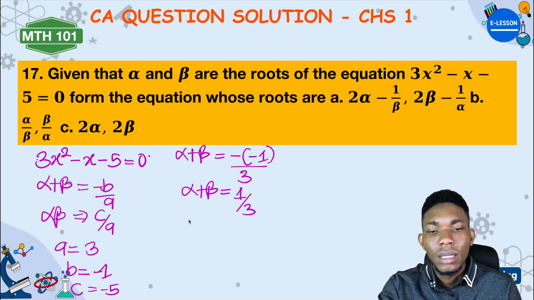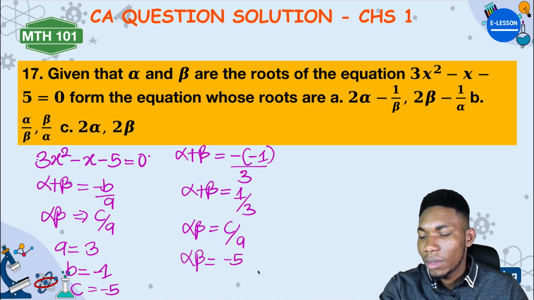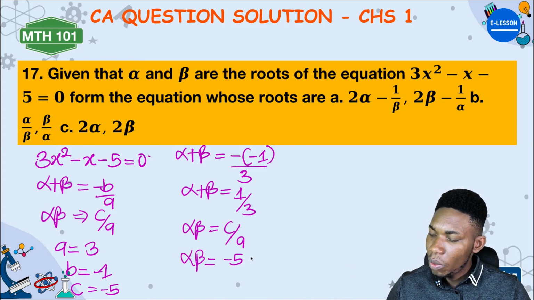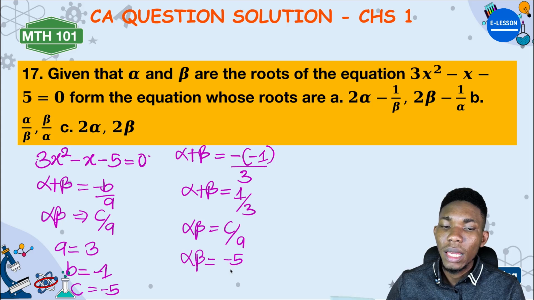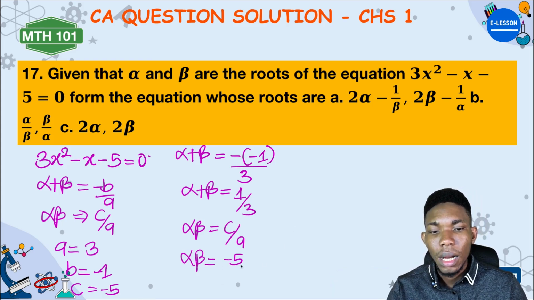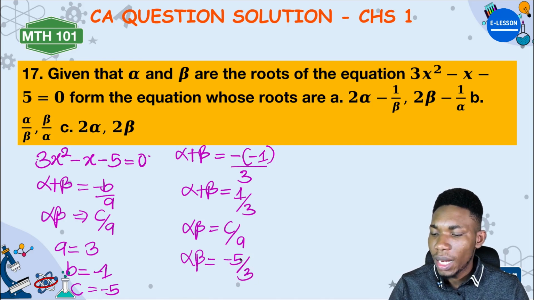Is that okay? Exactly. Now the next one is alpha beta. We said alpha beta is c over a. What is your c from this question? Your c is minus 5. Are you getting it? C is what? Minus 5. Now, what is your a? A is 3. So alpha beta is minus 5 over 3.